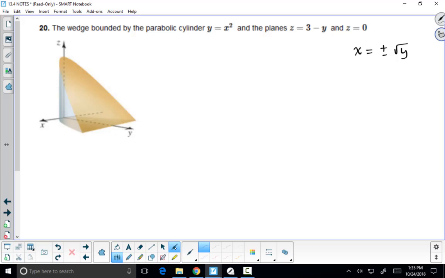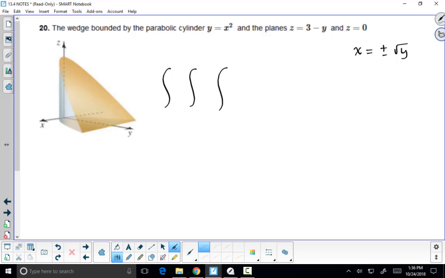So half here and half there, how will that affect the end number? Say that once again. Well, the value that we get in the end for evaluating the integral, what will that represent? It's going to represent the volume.